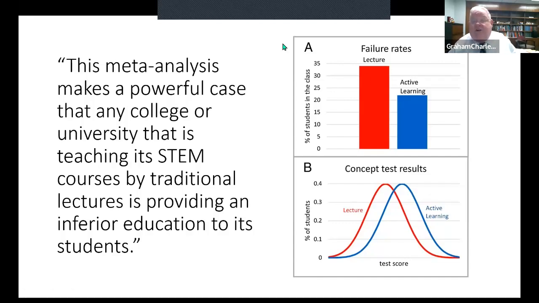And he shows these graphs that come from the meta-analysis where the failure rates with lecture are double the failure rates with active learning. And sometimes people say, well, you're just helping the lowest quartile in the class. No, actually, the high achieving learners achieve better in an active learning setting as well. So the analogy I like to use is that these methods sort of float everybody's boat a little higher.